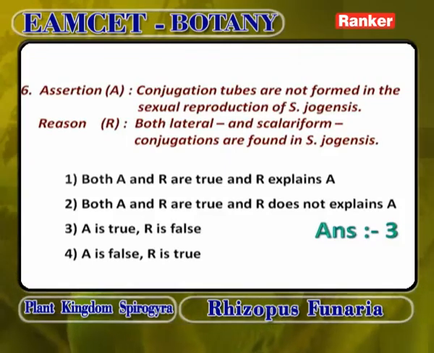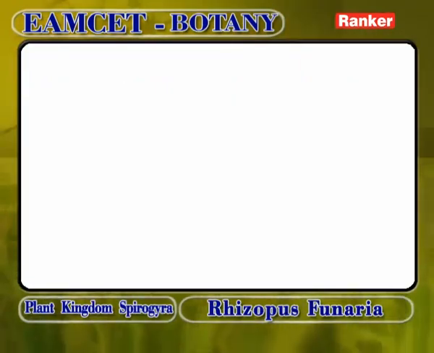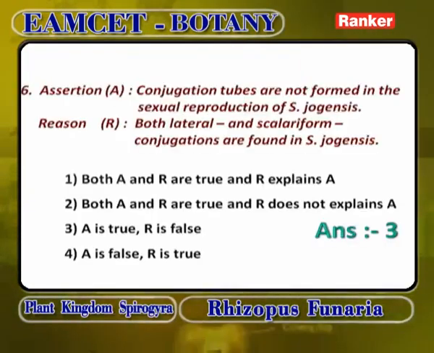So, here "conjugation tubes are not formed in the sexual reproduction of Spirogyra jogensis" is correct, but "Spirogyra jogensis does not show lateral and scalariform conjugations" is wrong. So, A is true and R is false. 3 will be the option.